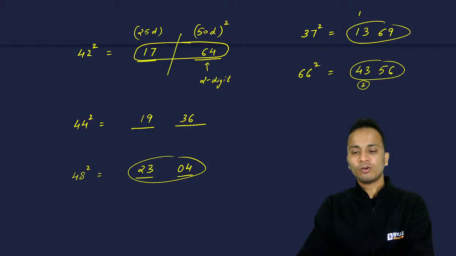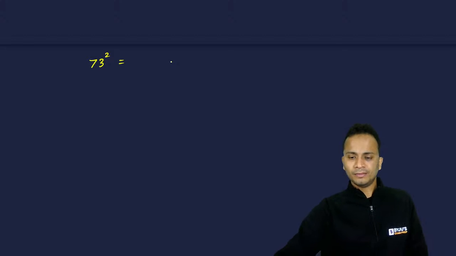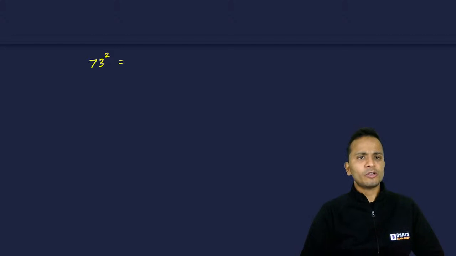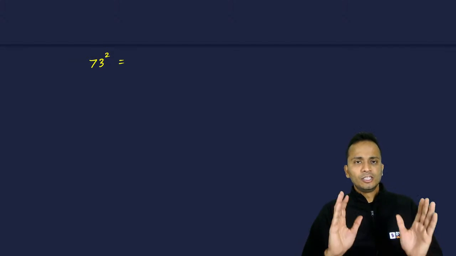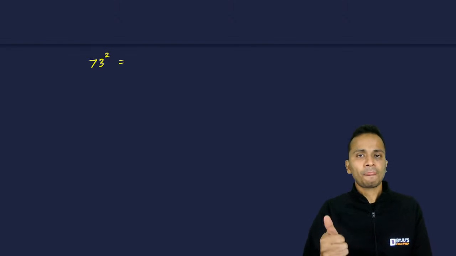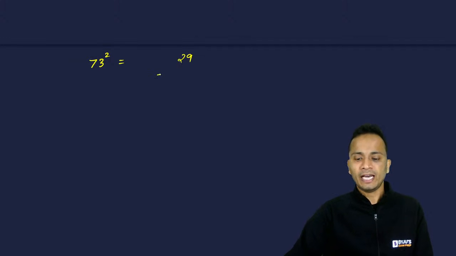Okay, let's take one more example. 73 square. Take it easy, there's no hurry. Take your time and find the answer. Slowly. 73's difference from 50 is 23. Now you have to remember the square of 23. 23 square is 529. So I wrote 29 and 5 will go as the carry forward.